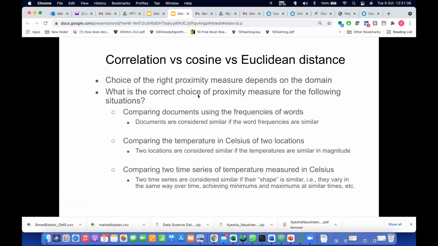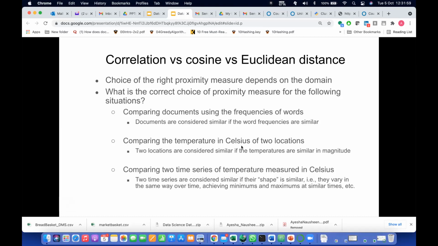Choice of the right proximity measure depends on the domain. What is the correct choice of proximity measure for the following situations? Which measure we need to take depends on which problem we are working on. Comparing documents using the frequencies of words: documents are considered similar if the word frequencies are similar.